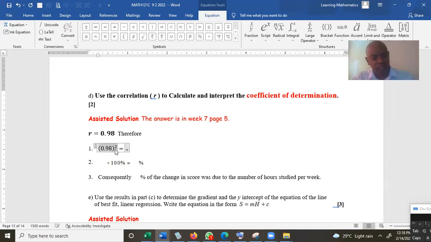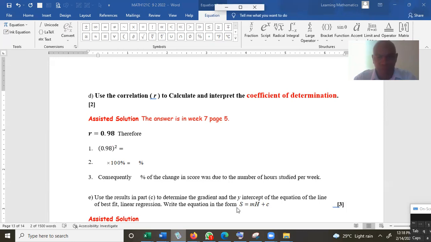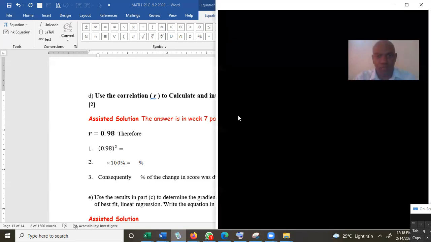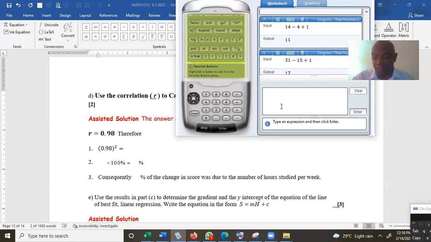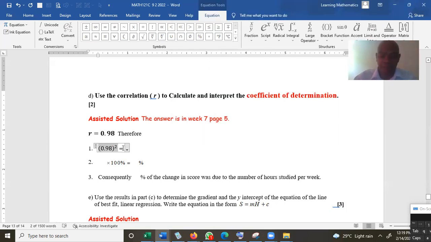0.98 times 0.98. You go to your calculator and you type 0.98 times 0.98. Or in fact, if you are using Excel, you might have 0.98 somewhere in Excel. You know your answer, and you can just square it one time. The whole point is you have to square your correlation. That's the first step for the coefficient of determination: 0.9604.